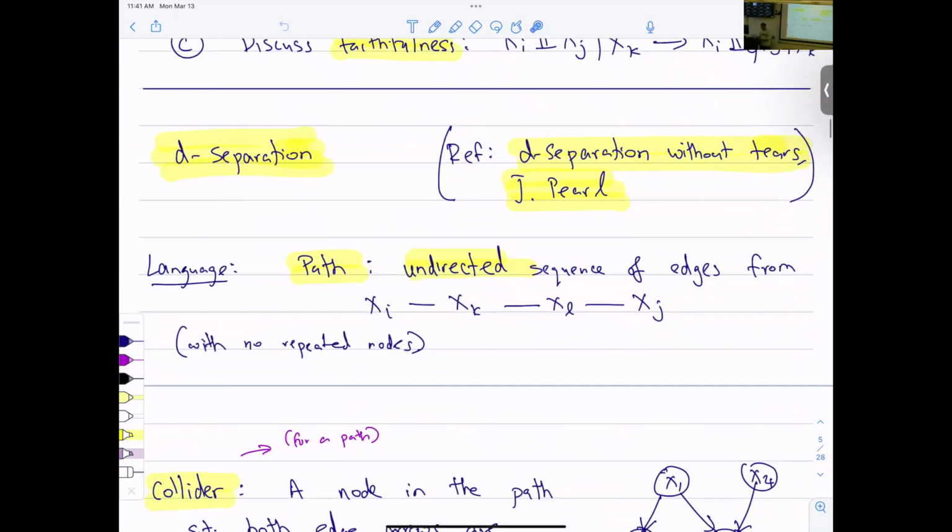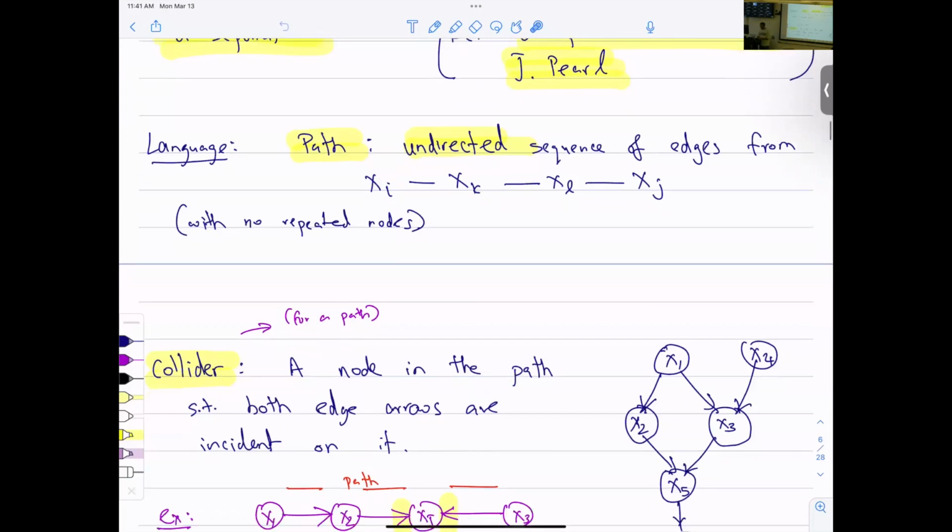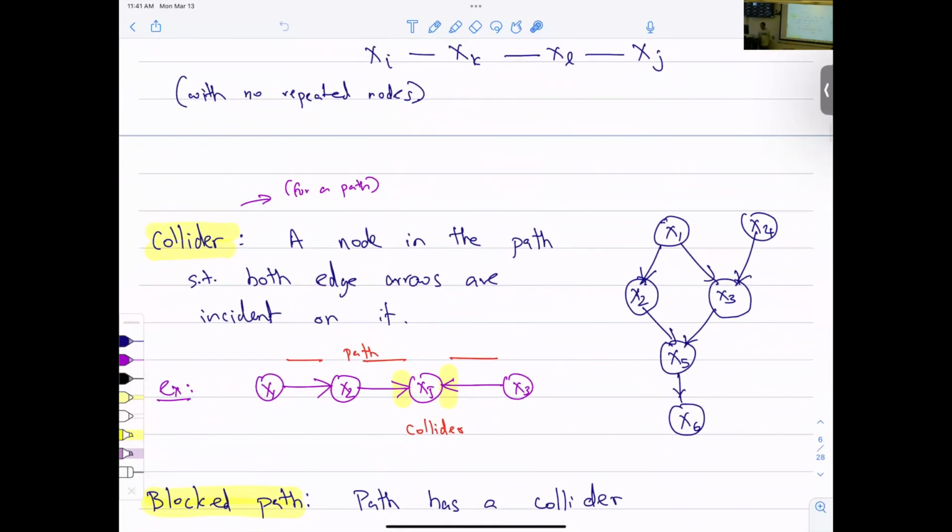So let me go through the definition of d-separation. This is from d-Separation Without Tears by Pearl, or Pearl's causality book. Consider a collection of random variables, i, k, l, and j. A path is an undirected sequence of edges. That's all. I don't care about direction. So when I talk about path, it's always undirected.